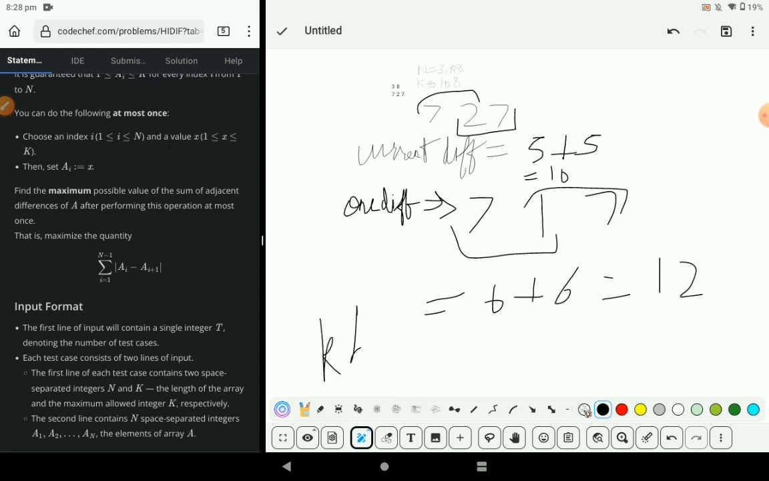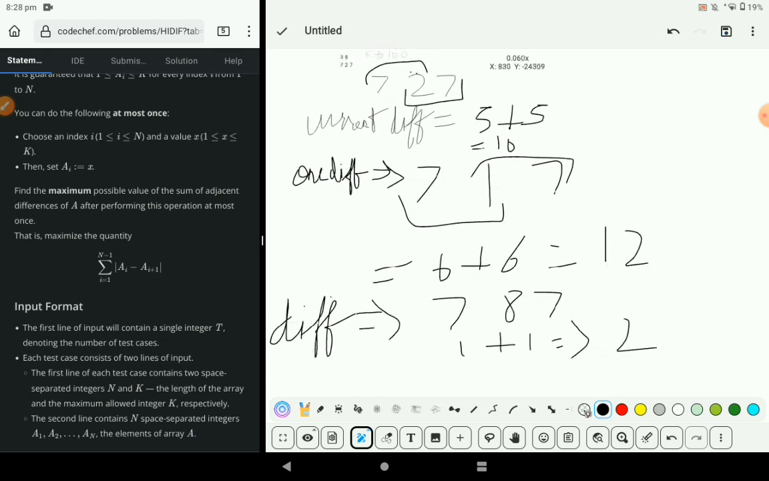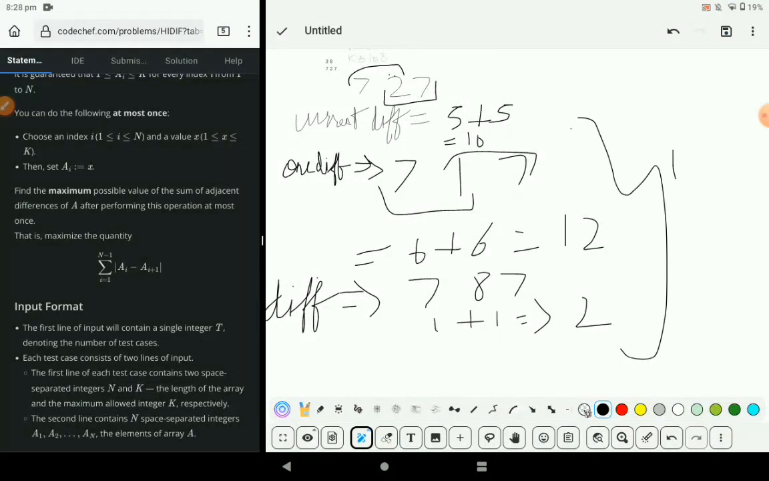Okay, and now how will we take the k difference? Basically, in k difference we will swap this 2 with the k. 7 minus 8 is 1, so 8 minus 7 is 1. So 1 plus 1 equals 2. So as we can find, the maximum of these is 12.